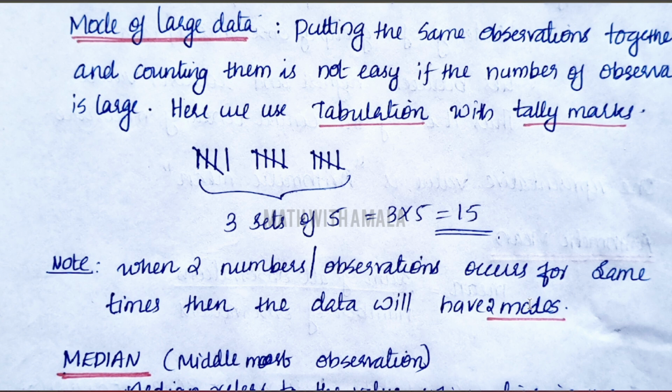When two numbers or observations occur the same number of times, then the data will have two modes.